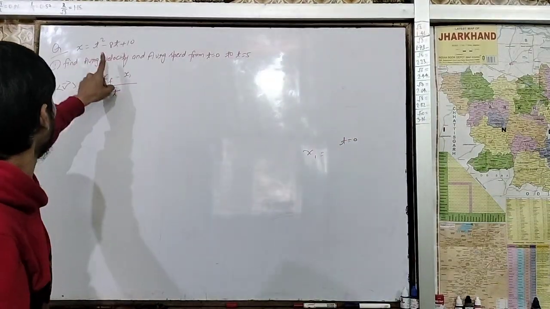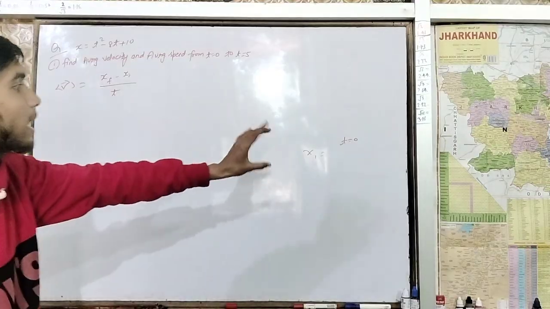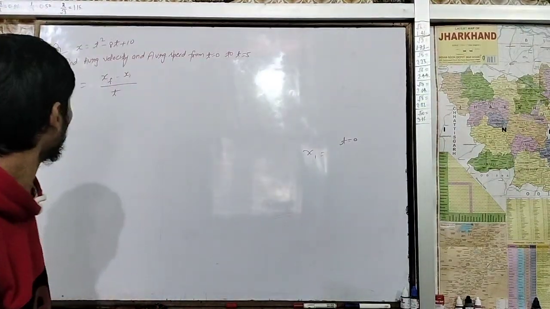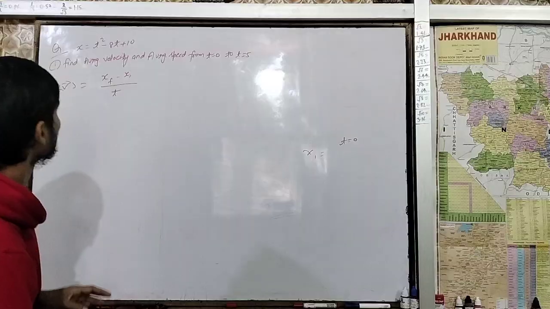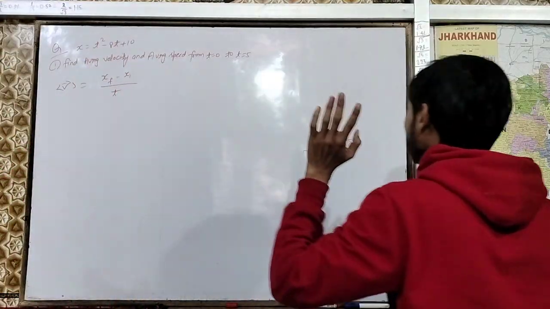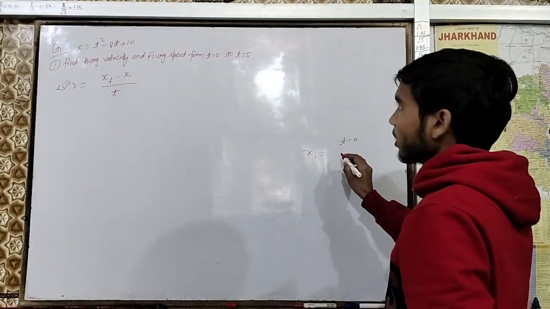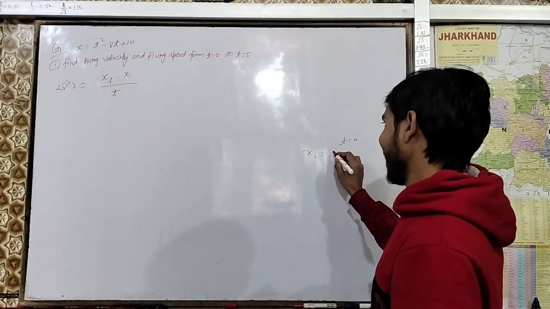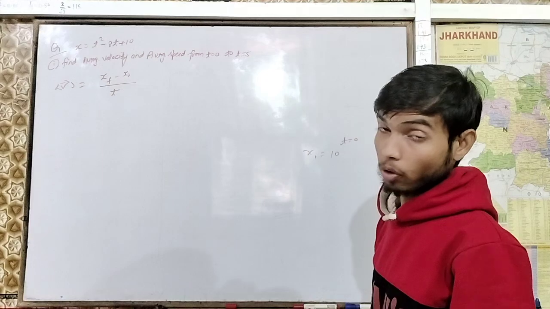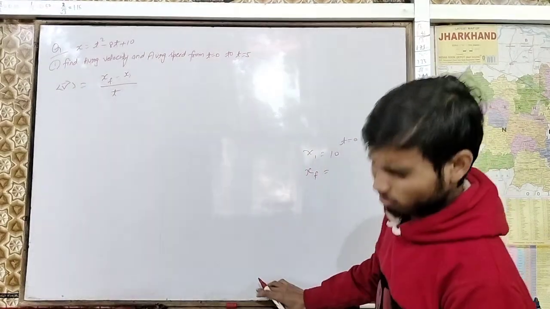Just substitute the value of t in this equation, and you will get the x initial location. So t is 0. This first term will become 0. The second term will also become 0. So we only have one number, which is 10. 10 is the initial location of the particle. What about the final location?